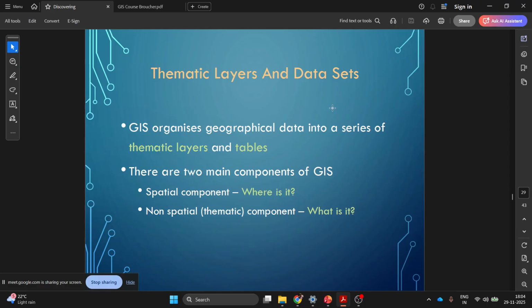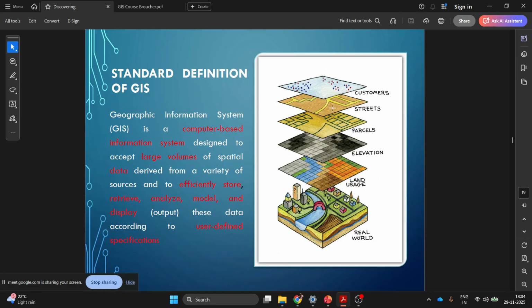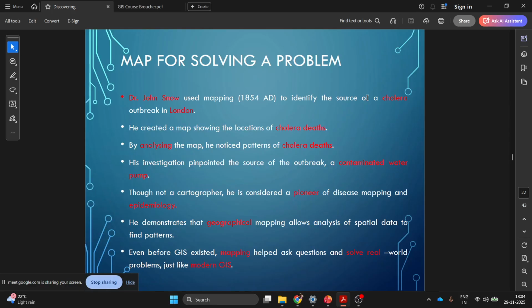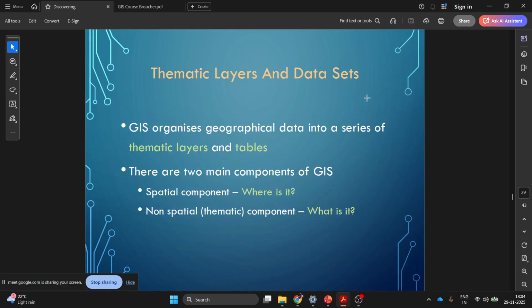Previously we have seen different layers, for example a land use layer, and how many customers are there in the previous slide. So these are the thematic layers. Maybe I will take you to that. Here you can see different theme layers. One layer was associated with land usage, and the others with elevation, parcel, street, and customers. These are thematic layers, and each layer is associated with a table. For example, how many houses are there in that particular location, how many people are there in that particular location. All these things are stored as a table.